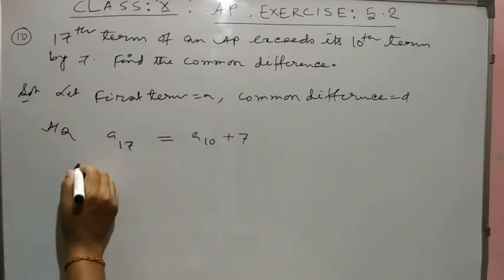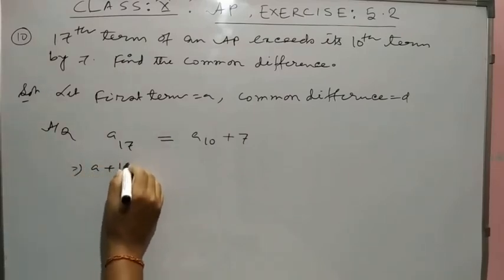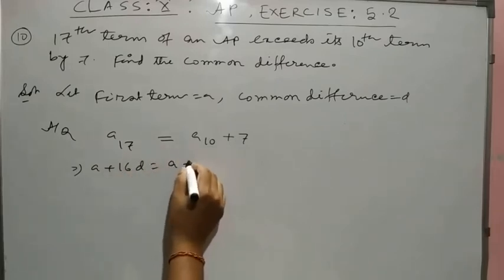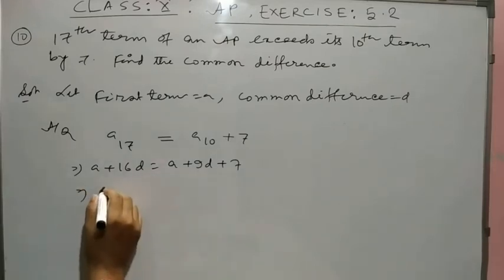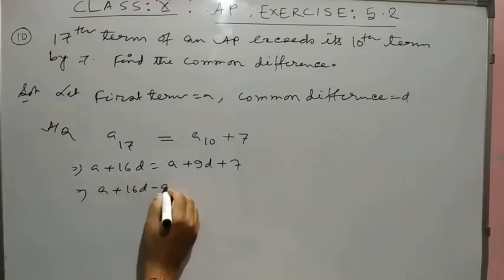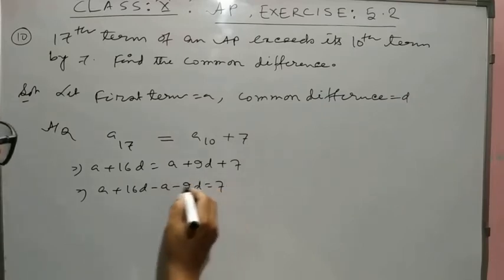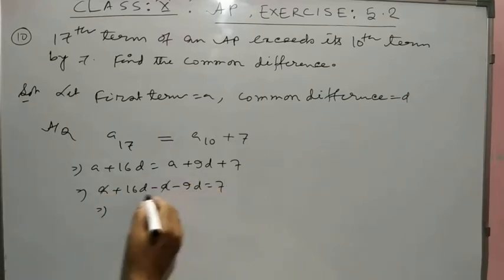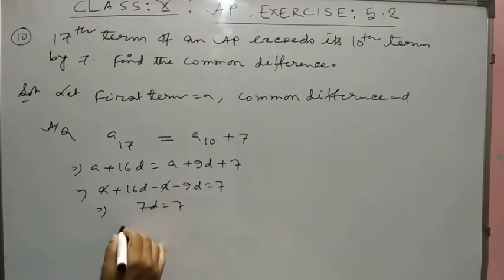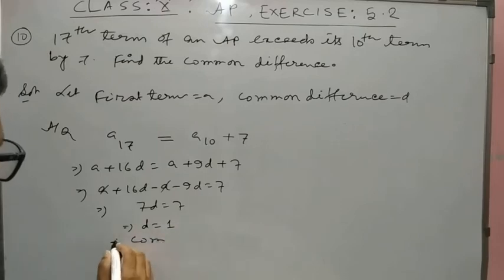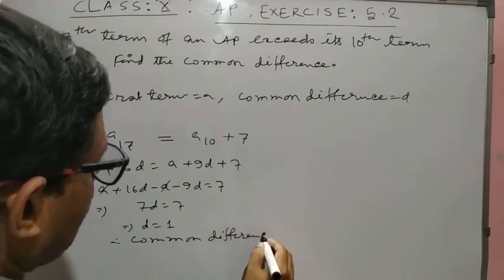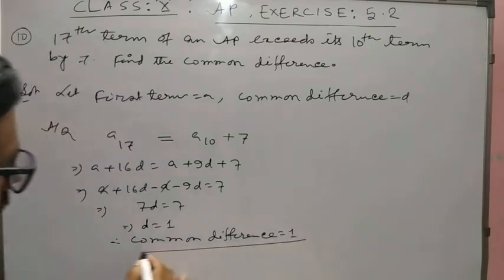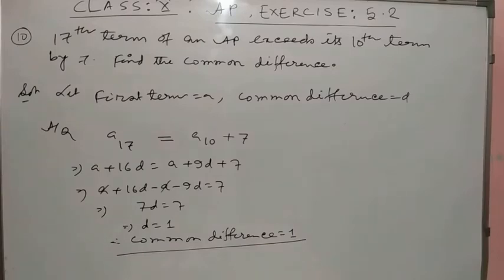Now the 17th term means a plus 16d and the 10th term means a plus 9d. So this implies, transfer this side, a plus 16d minus a minus 9d equal to 7. This cancels, so it will be 7d equal to 7, and this implies that d equal to 1. Therefore the common difference is 1.